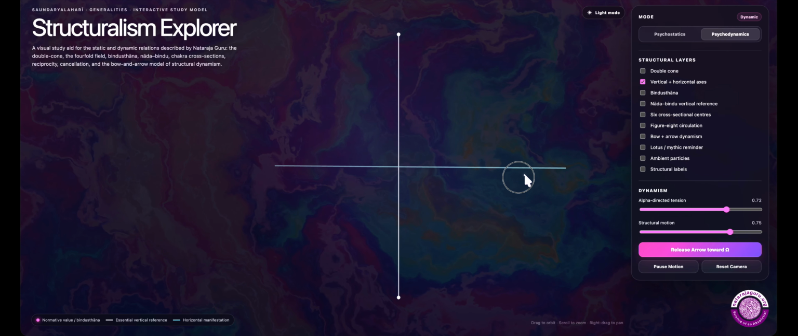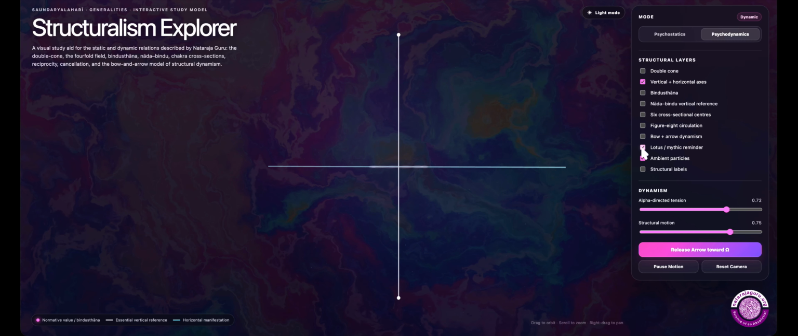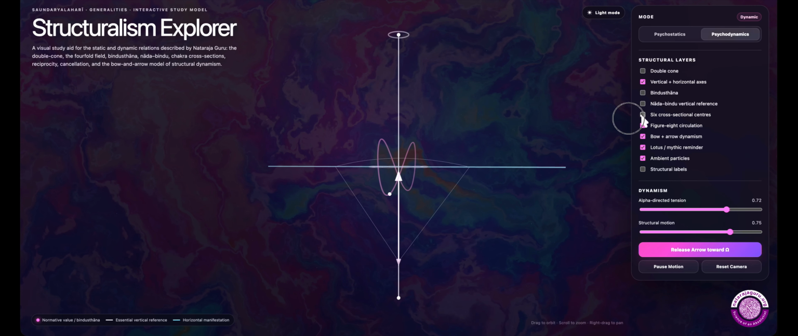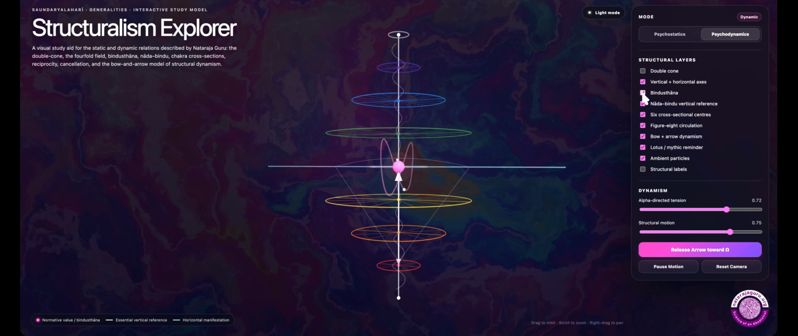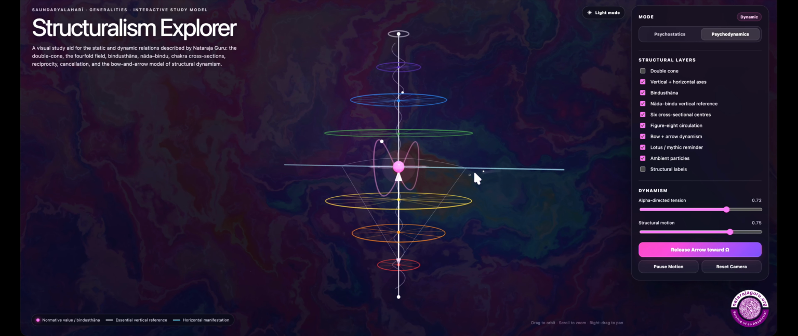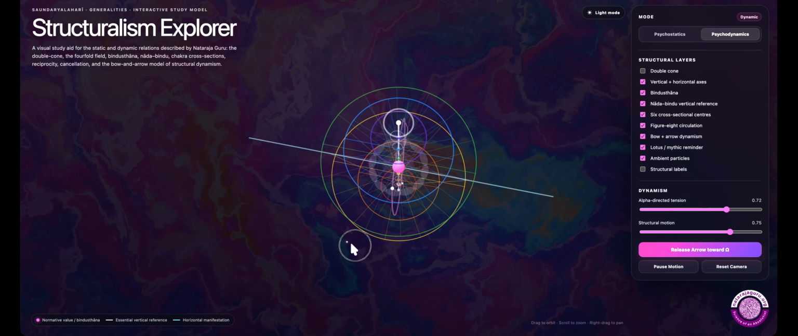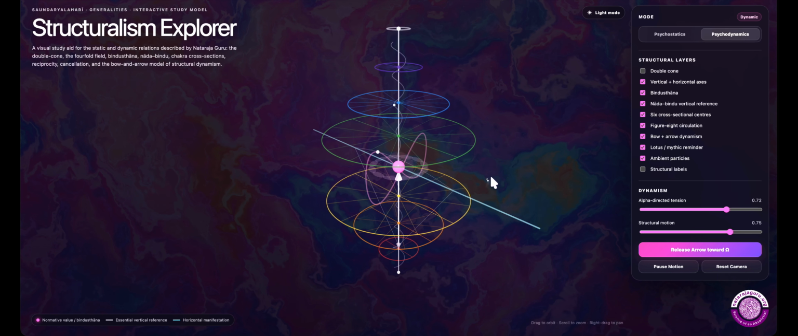Psychodynamics asks much more of us. What happens inside the structural field? Where is the tension? In which direction does it move? How does one tendency balance another? How does a negative tendency transform into a positive movement, etc.?